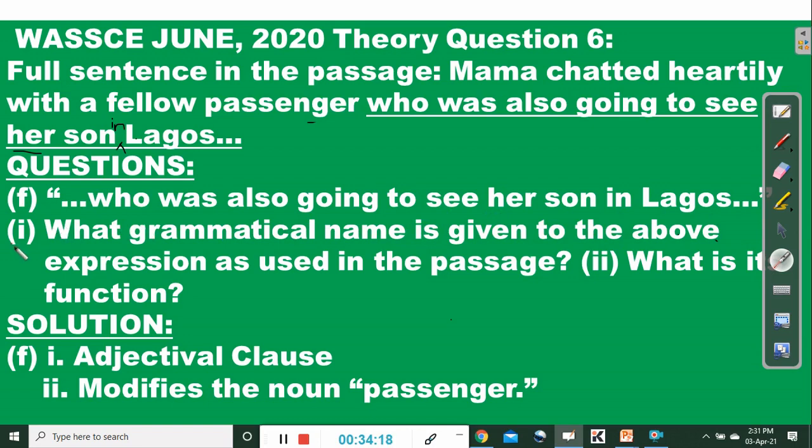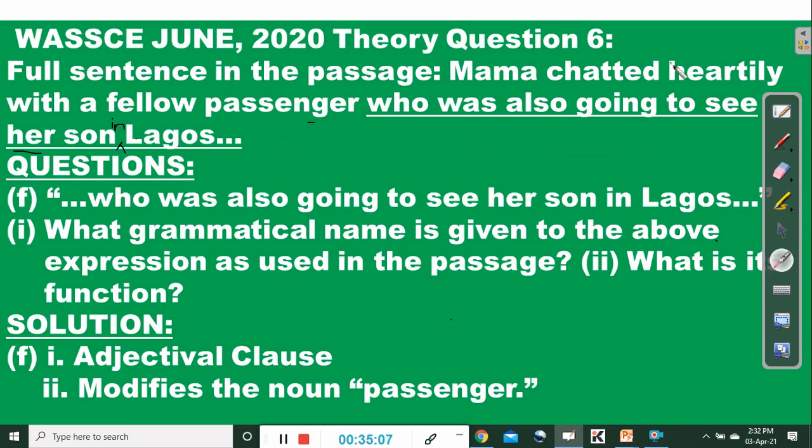And then 2 questions are asked concerning this grammatical structure or expression. Question I: what grammatical name is given to the above expression as used in the passage? So we identify the grammatical name by examining how the expression is used in the passage. And then question II, what is its function? All right, so we have to go back to the full sentence in the passage and see how this expression has been used. Mama chatted heartily with a fellow passenger who was also going to see her son in Lagos.